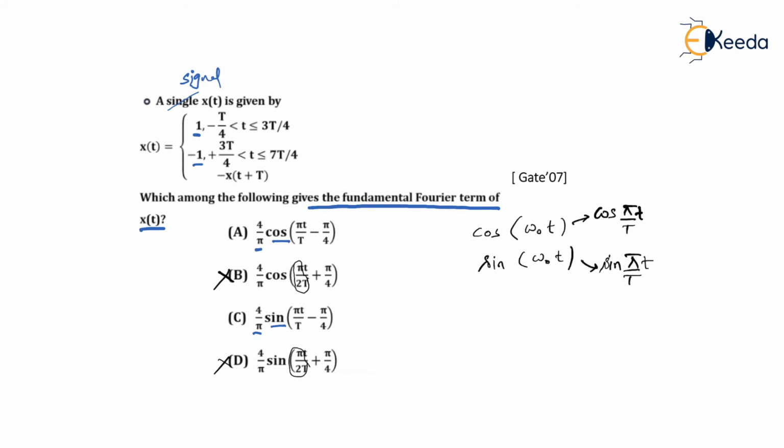So if you remember, whether it will have a cos term or a sine term depends upon whether the given signal is even or odd. For an even signal, we get only cos terms at the output, and for an odd signal, we get only sine terms at the output. Let us verify what is true for our signal.